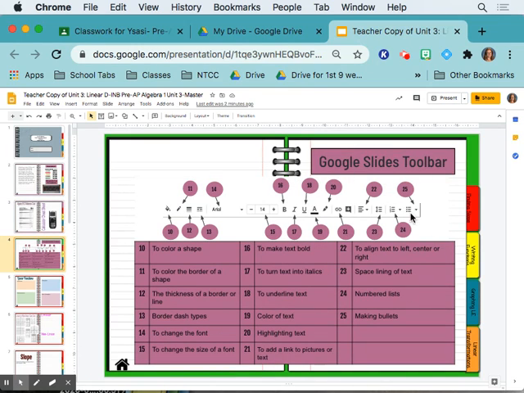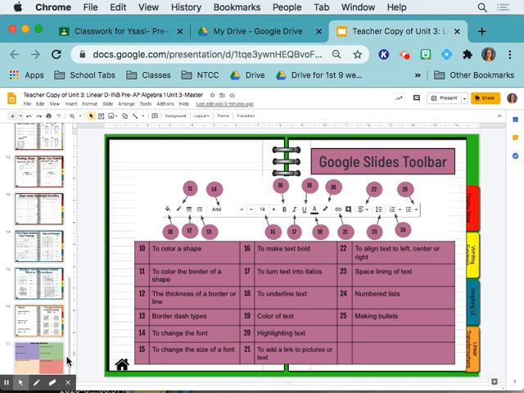Google Slides toolbar, different ways to customize. You can go there, and you can also go to Edit Master to change the font. I saw in some of y'all's from Unit 2, the font was really cool. I don't know what it was, but it looked like actual handwriting some of y'all used.